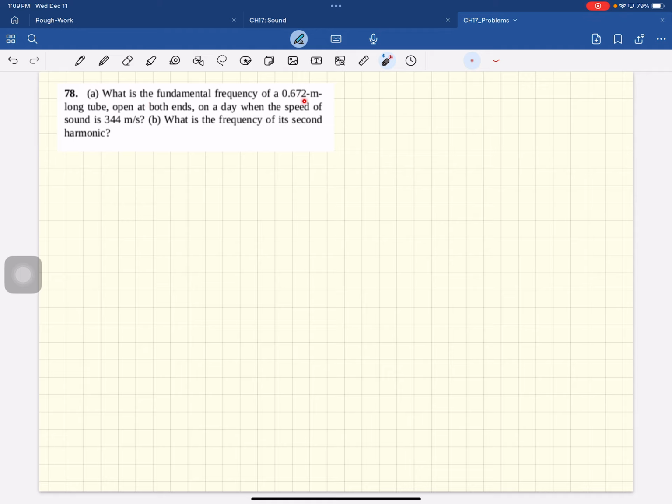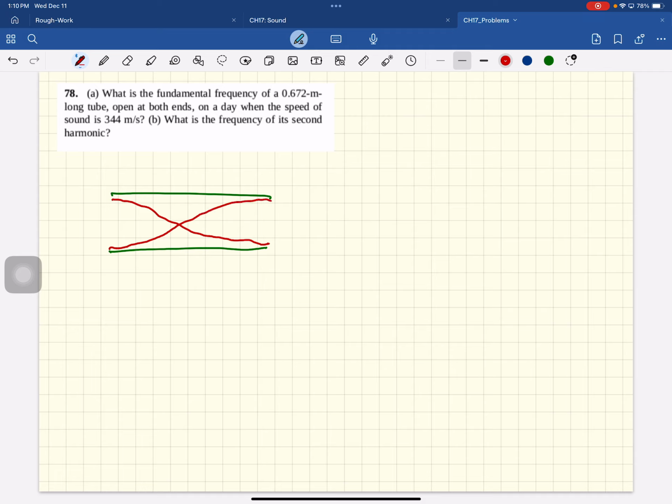Okay, what is the fundamental frequency of a 0.672 meter long tube open at both ends on a day when the speed of sound is 344 meters per second? What is the frequency of its second harmonic? Okay, so if you have a pipe open at both ends, so this could be a flute, the fundamental frequency is the lowest frequency sound you can produce. For a pipe open at both ends, this is the fundamental mode. That is, you have an antinode at the end, a node in the middle. This is the lowest frequency you can excite.